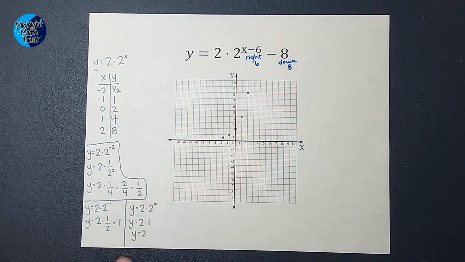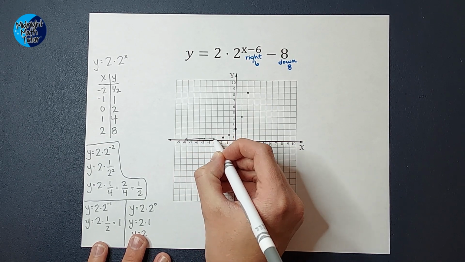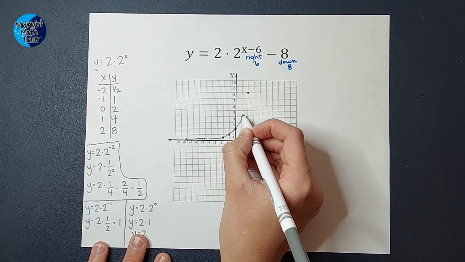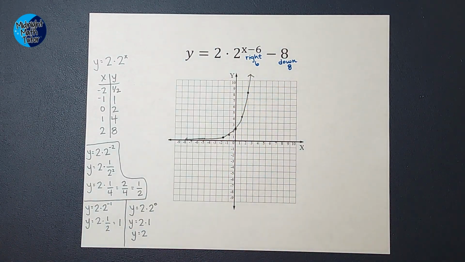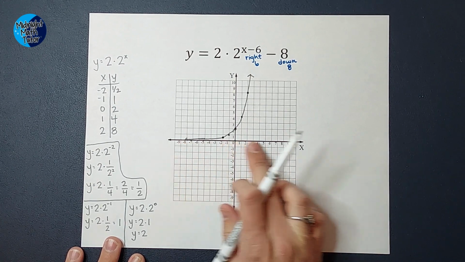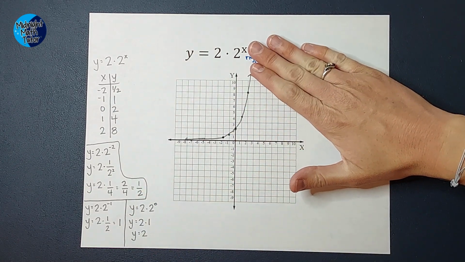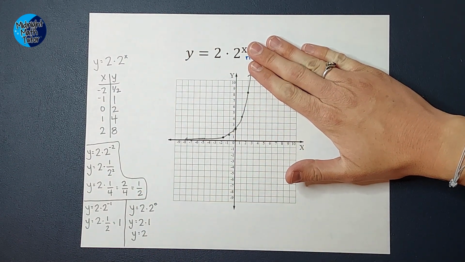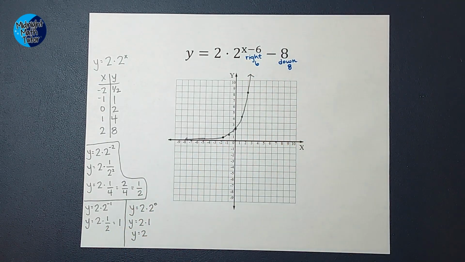These exponential graphs get steep really fast, okay? Oh gosh, guys, I wish I could draw that a little better. There we go. Okay. So they get steep really fast, and also it's going to get closer and closer and closer to this x-axis, but never actually touch it, okay? So this is this graph, right? 2 times 2 to the power of x. So now we need to take that graph, shift it to the right 6 and down 8, okay?